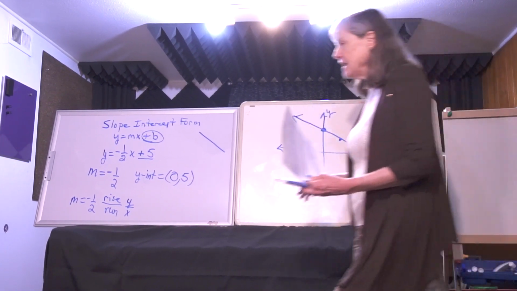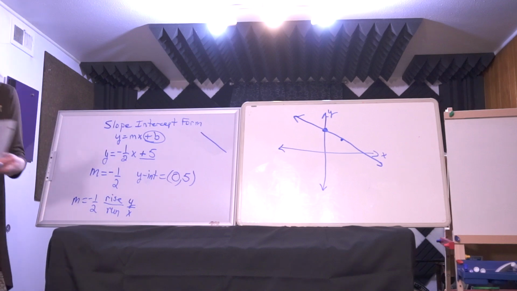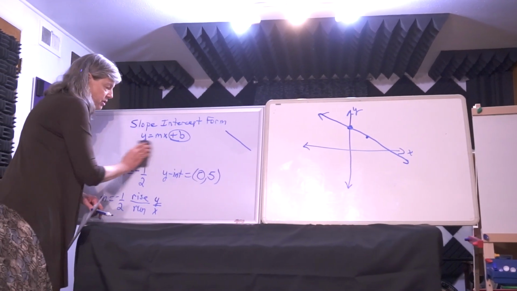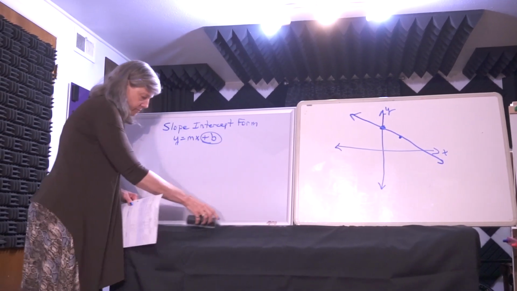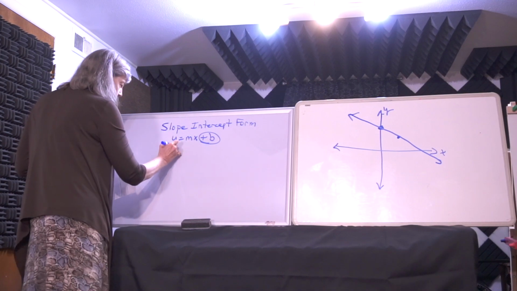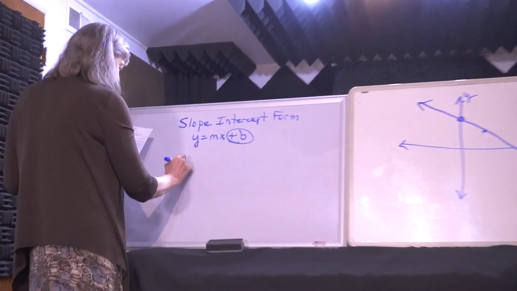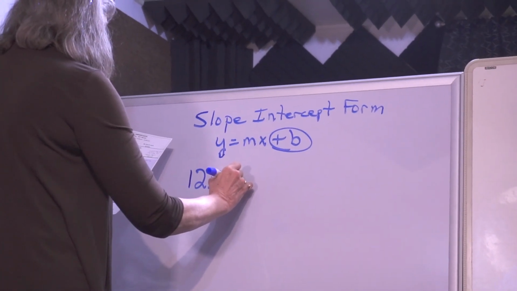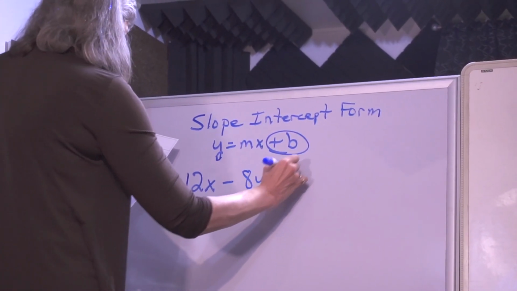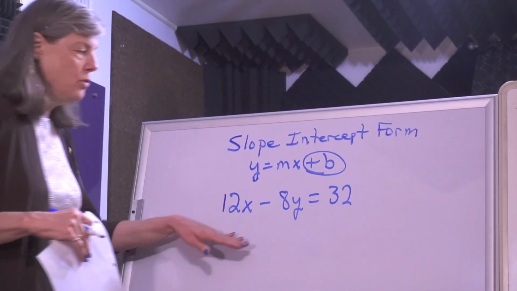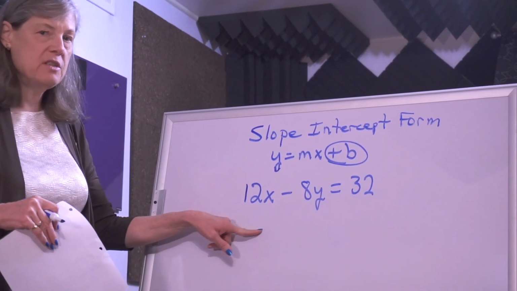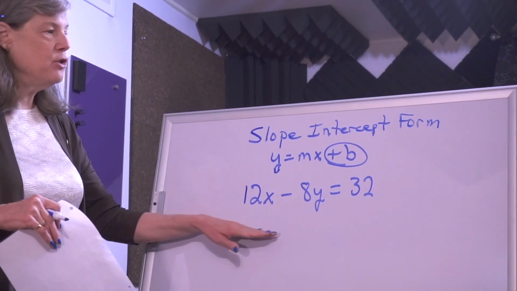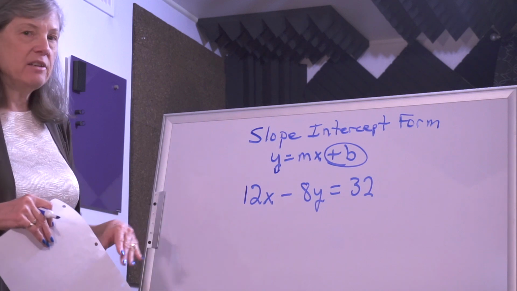Okay? Let's look at another example. So first, I want you to write this down, stop the video, and first try putting this into slope-intercept form and then see if you can extract the slope and the y-intercept point. And then we'll get back together and we'll do it together.